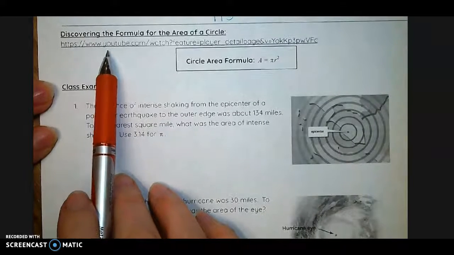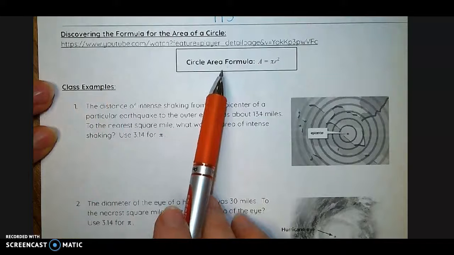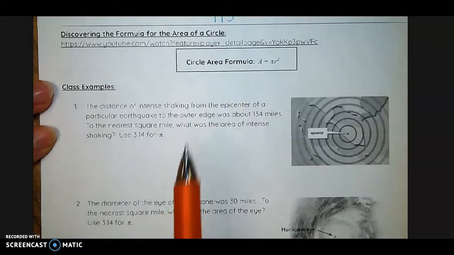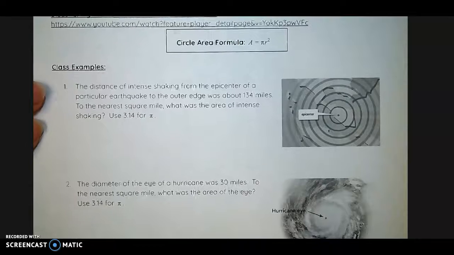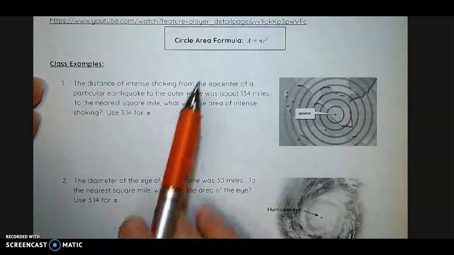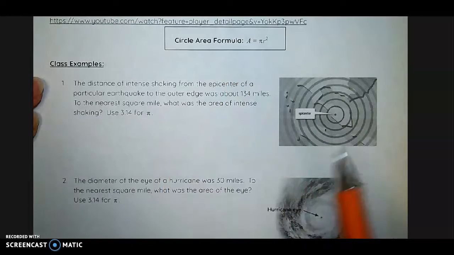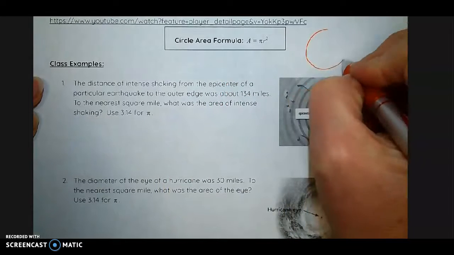There is a YouTube video that you're going to want to watch, and that will help you figure out where this circle area formula comes from. It is really cool. I know, I love all things math, but this is actually really neat to watch. So once we come up with this formula that defines the area of the circle, I'm going to do pi times the radius squared. And a little bit about that.